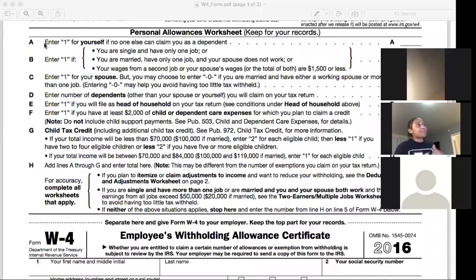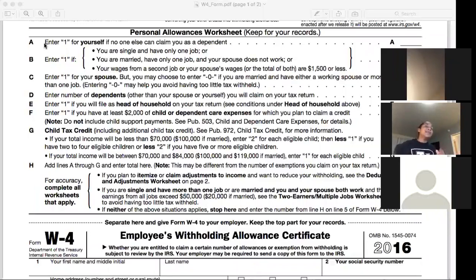We move on to C. Enter 1 for your spouse. So what does that mean? If you're married, you have a 1. If you're single, you can't get a 1. That's it. Everything else after that doesn't matter. It says, but you may choose to enter 0 if you are married and have either a working spouse or more than 1 job. Entering a 0 may help you avoid having too little tax withheld. All that means in layman's terms is you deserve the 1, but we're going to try to trick you to put 0 so we can take more of your money. So if you have a spouse, put a 1. If you're single, put a 0.